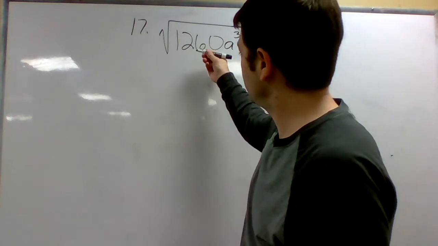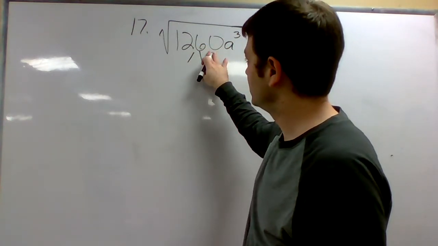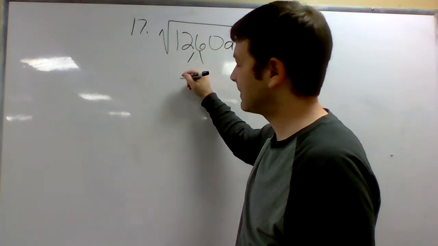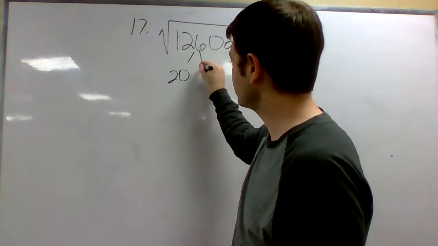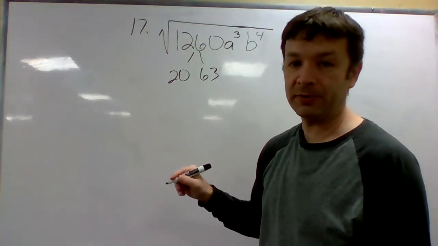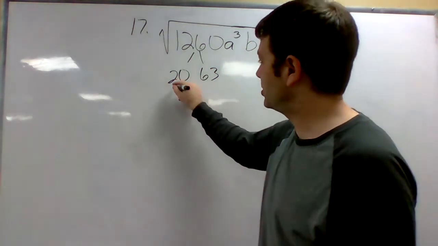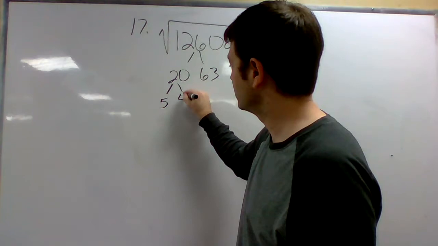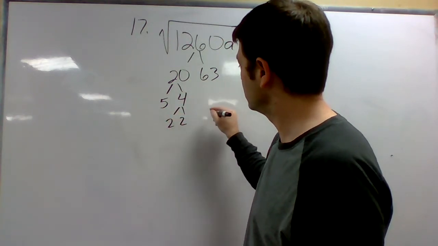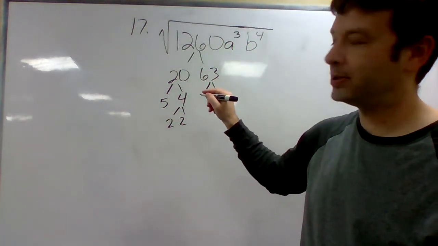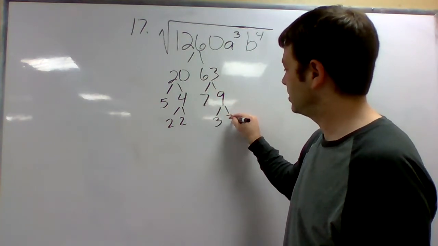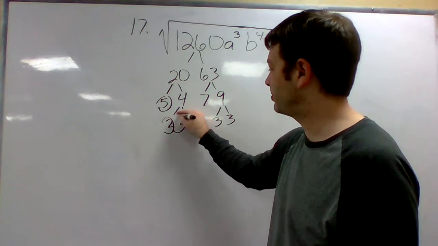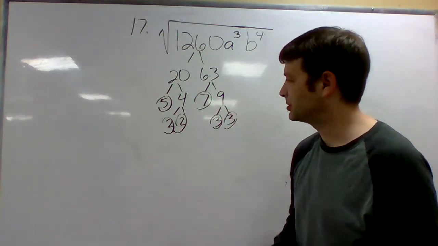So I'm going to do the normal thing on 1260. Well, okay, I know it's 20 times 63, because that's how I got it in the first place. 20, 63. What goes in 63? 7 times 9. 9 is 3 times 3. So there's all my primes, all the bottom branches.